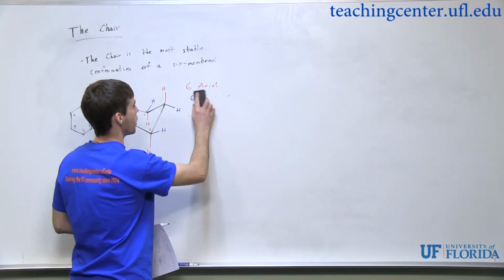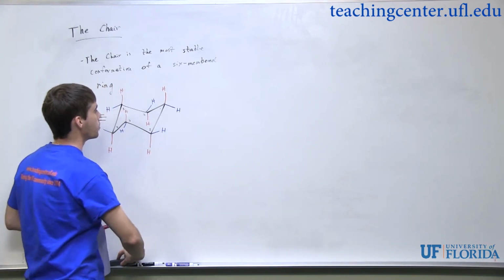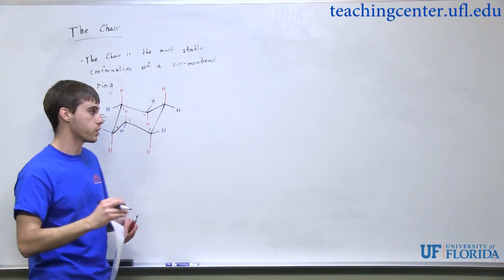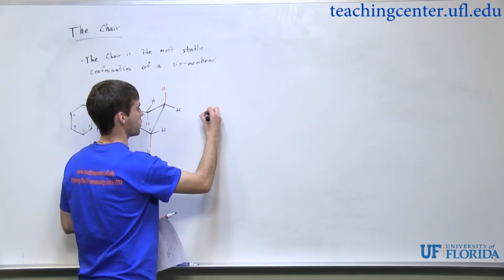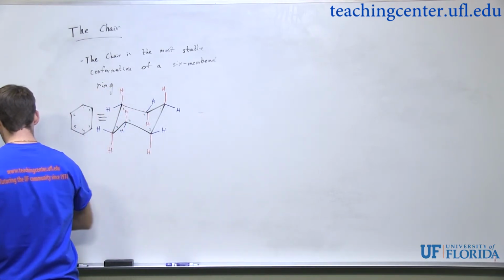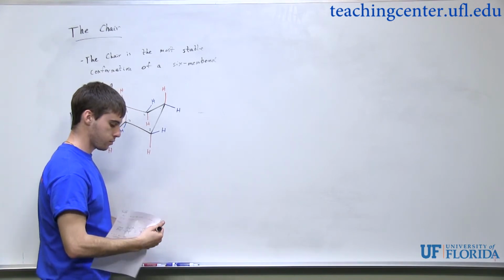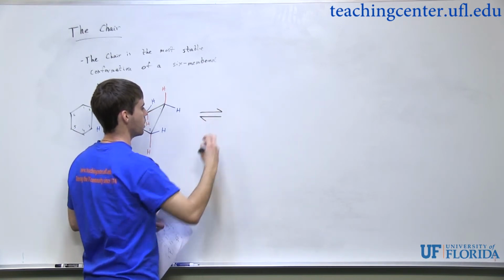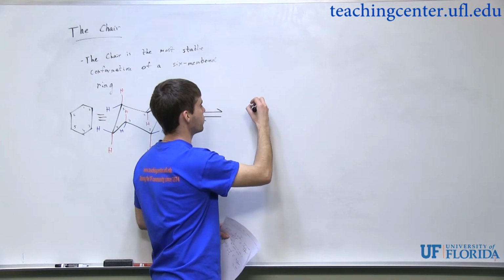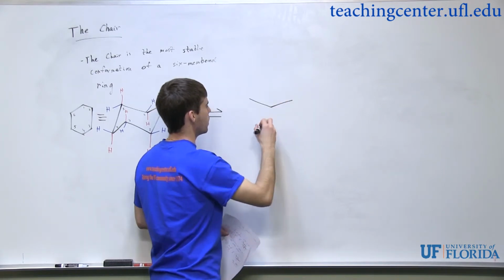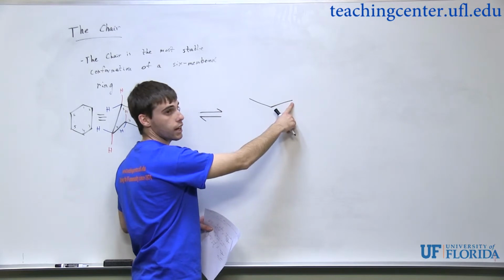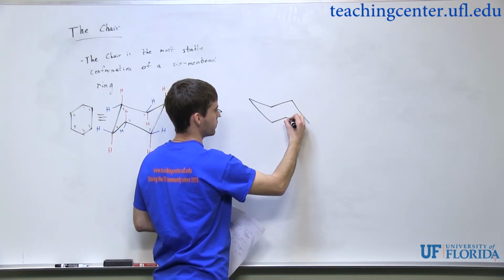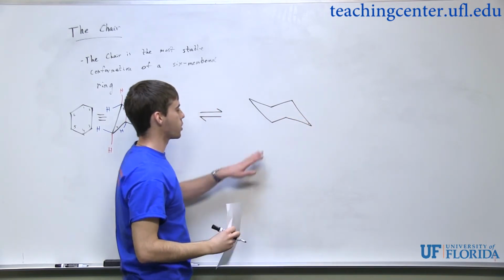Let me erase this, because we can also flip the chair, which will invert the substituents. So what was once equatorial is now axial, and vice versa. To draw the flipped chair, instead of starting my second line from right here, I'm going to start it from the other side, and I'll draw it in the opposite way. So there's our flipped chair.